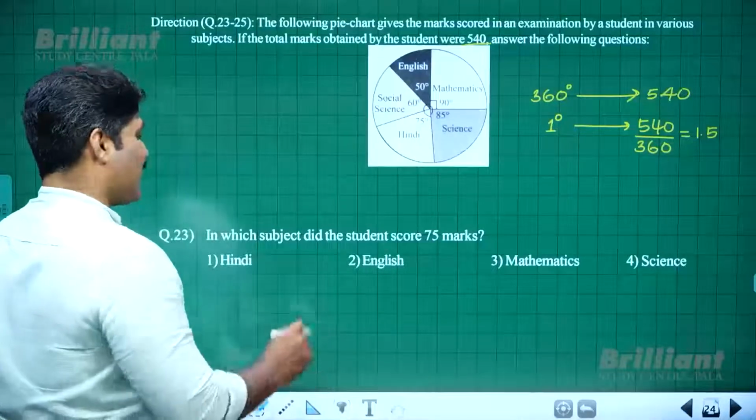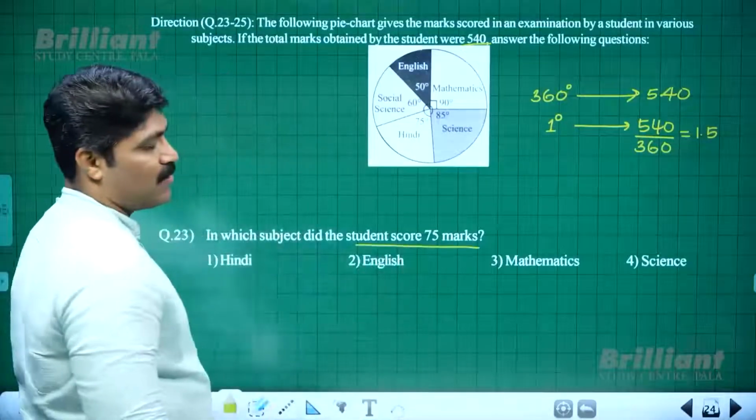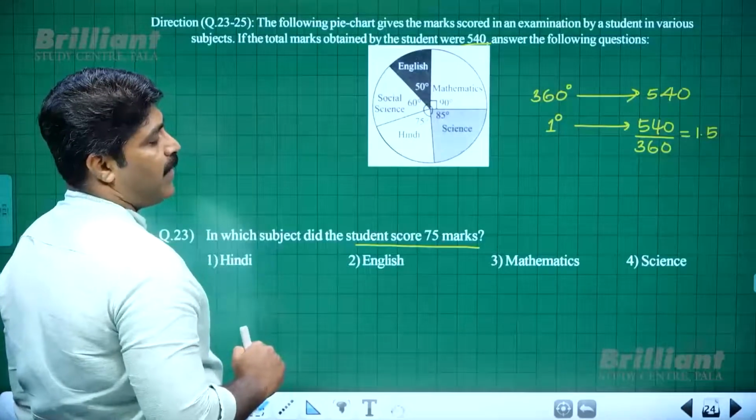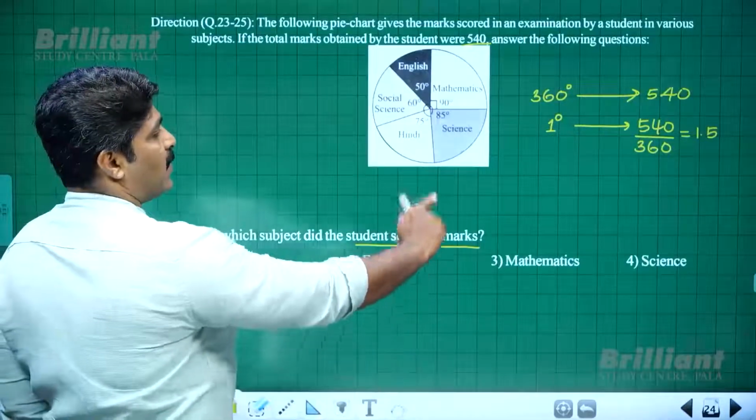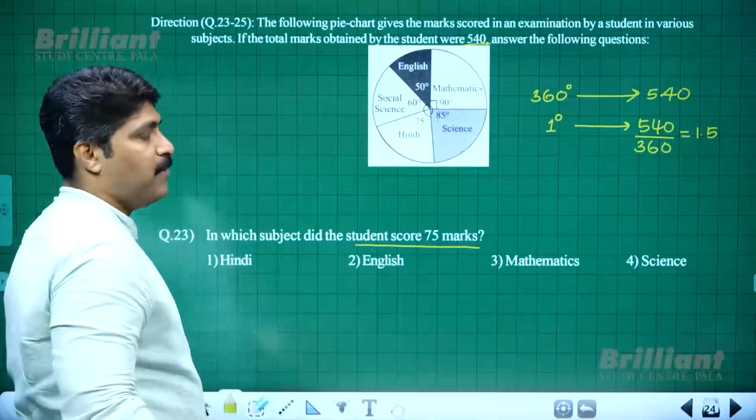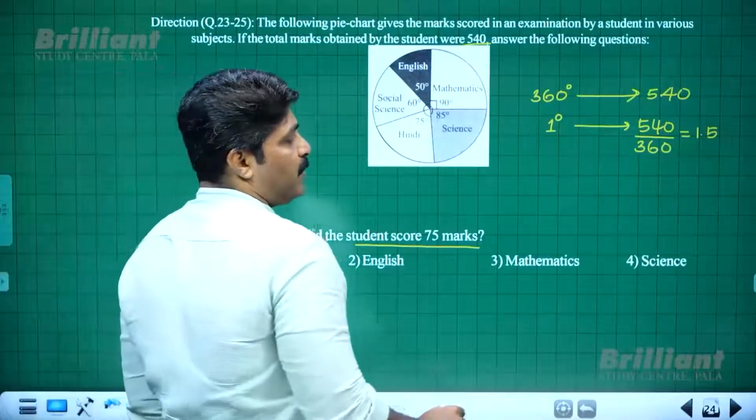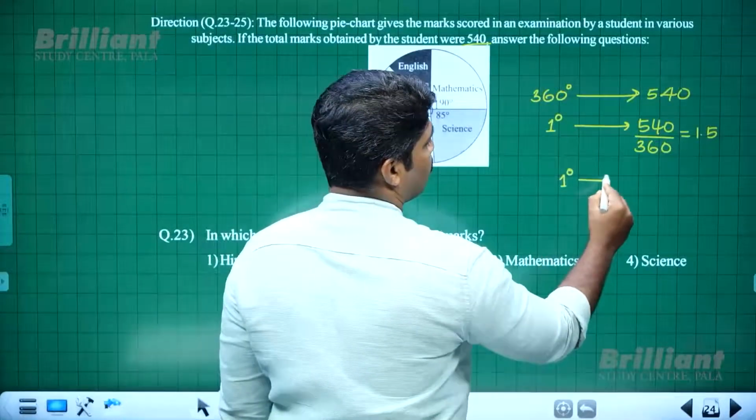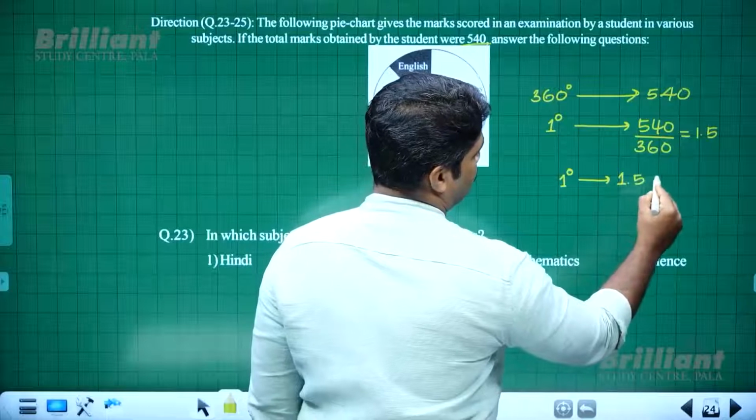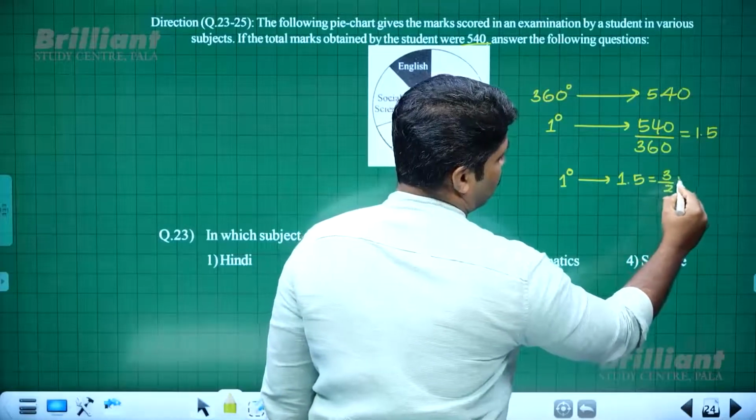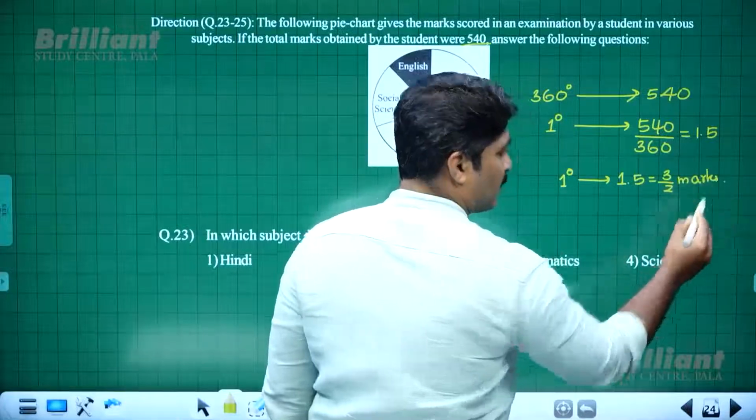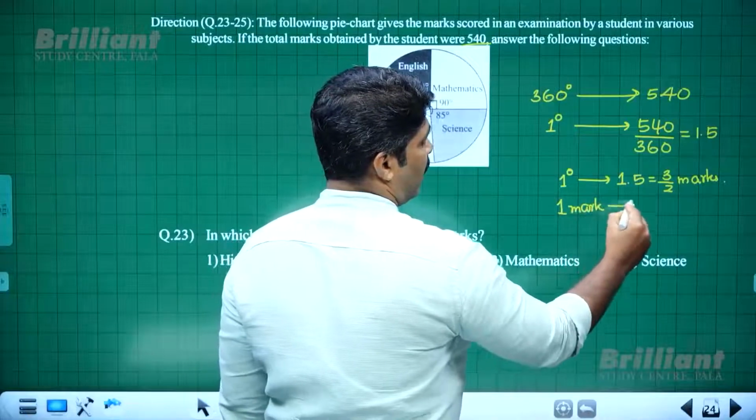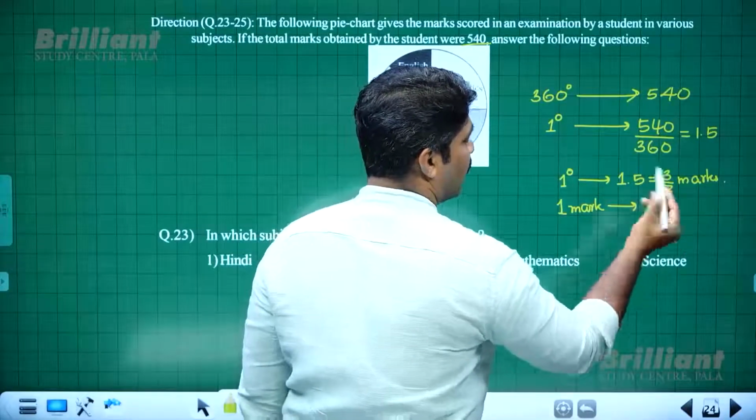Therefore, here we consider which subject the student scored 75 marks. While observing this, we consider 75 marks is which degree here. Or if we are considering it in the reverse order, 1 degree corresponds to 1.5 marks or 3 by 2 marks. In the similar way, 1 mark corresponds to 2 by 3 degree.